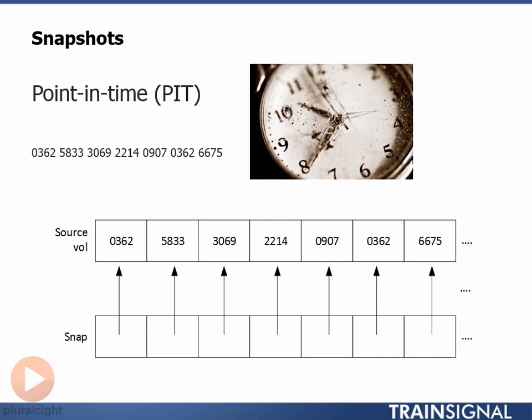Surely those pointers will then be referring back to data that wasn't part of the source volume at the time the snap was taken. So in effect our snap won't be an accurate copy of how the volume was when the snap was taken anymore.